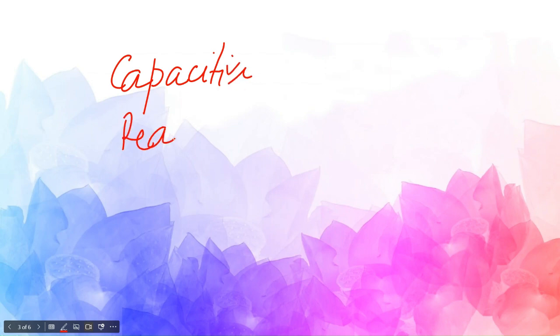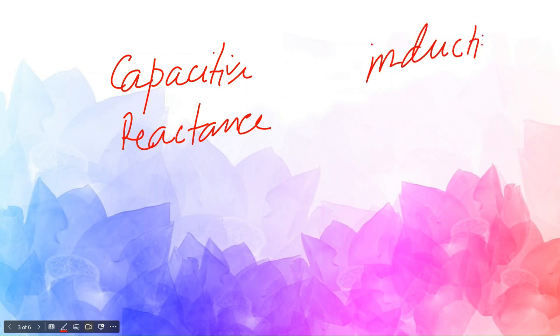Now there is one more fundamental difference. We need to understand what is reactance. There are two parts of reactance. One is called capacitive reactance, and something called inductive reactance.